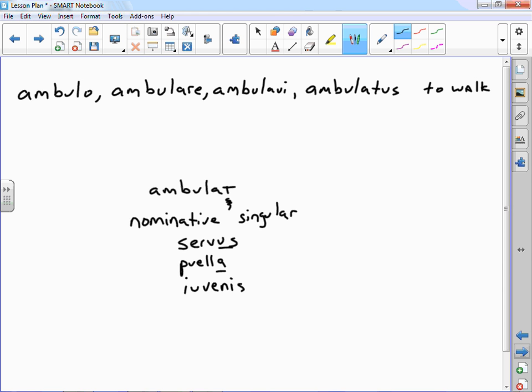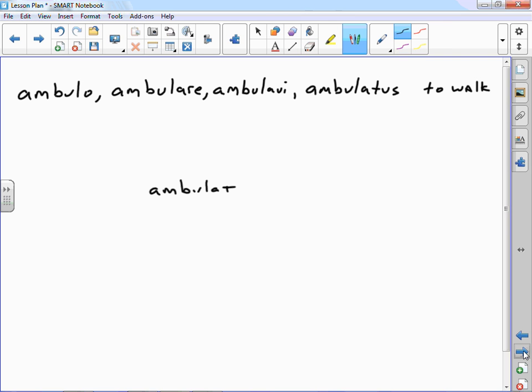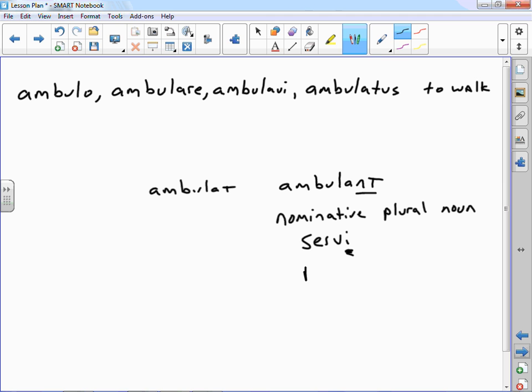Okay, if I use ambulant, it is third person, it is plural. So I need a nominative. Remember, it's plural. So I need a nominative plural noun. So now I could use words like servi. That I says I am nominative and plural. I could use puellae. Once again, the AE tells me that I am nominative and plural. Or I could use Wayne. Yes, the ES tells me that I'm nominative and plural.